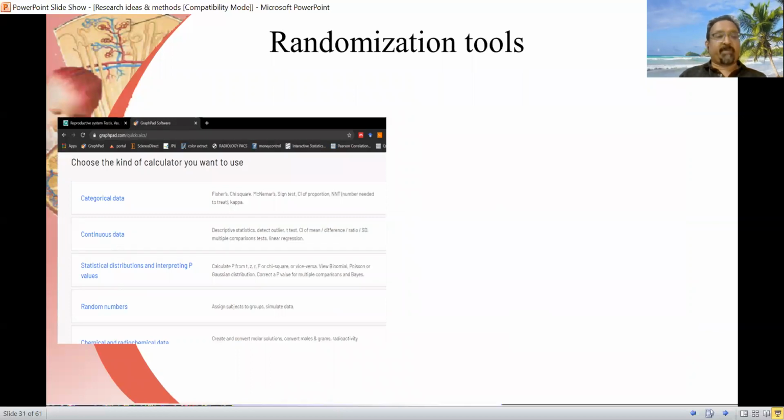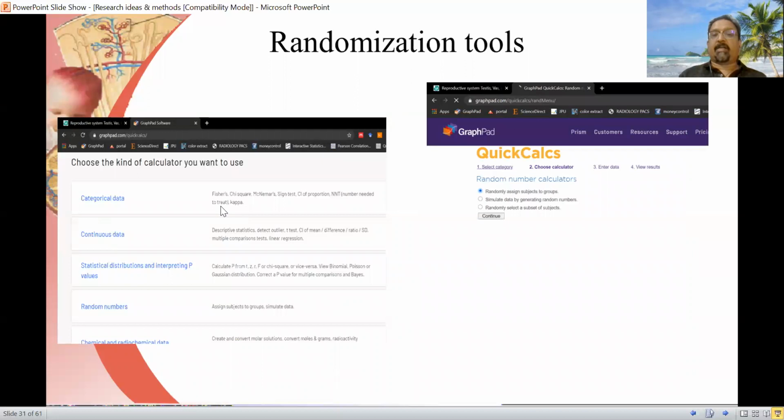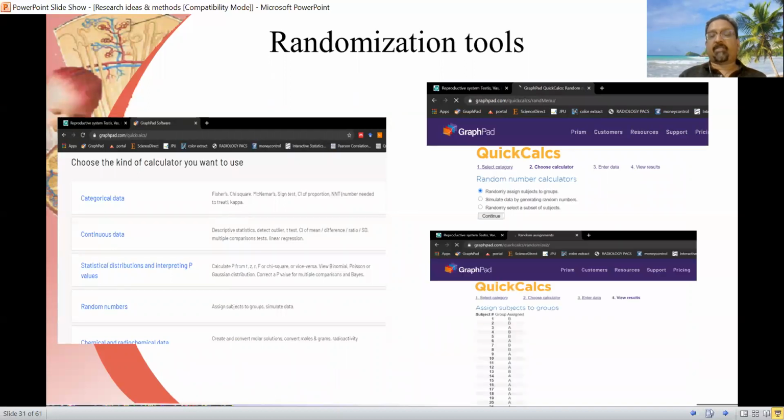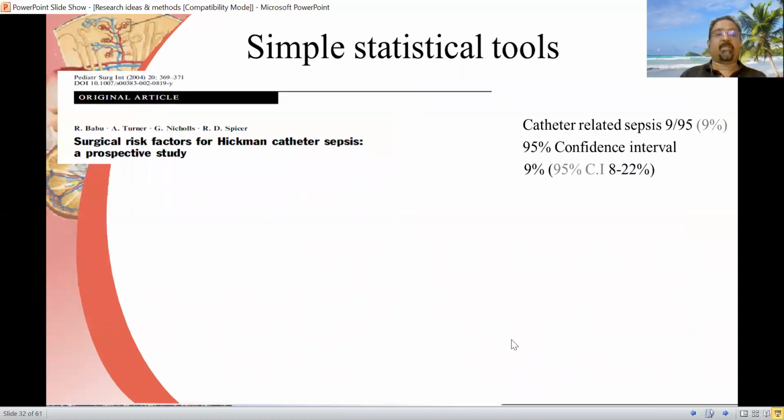Now coming to randomization, the randomization tools are also available on the internet. GraphPad is the commonest software I use. You can go into this calculator and enter the randomly assigned subjects. So for the 150 patients, you enter 150 and put it into two groups. It will give you an allocation like this, and then you can say that it is randomly assigned into lap versus open. So instead of doing it alternately, you can do it randomly. So there is no selection bias.